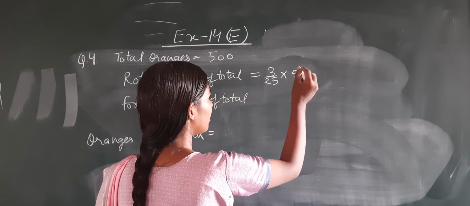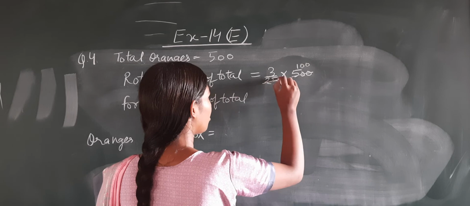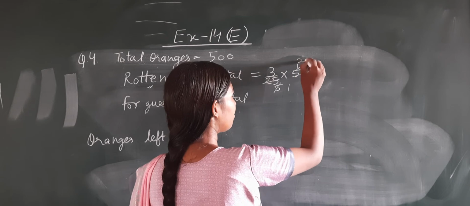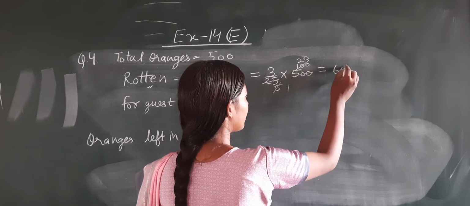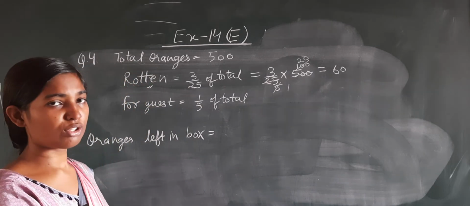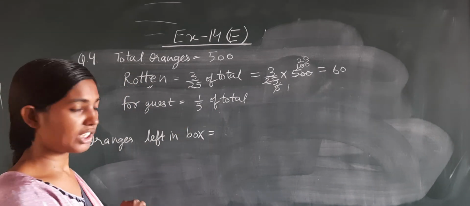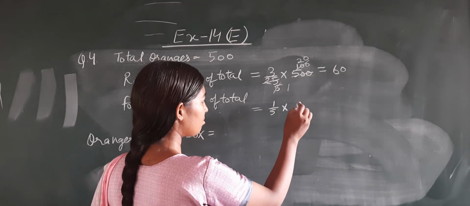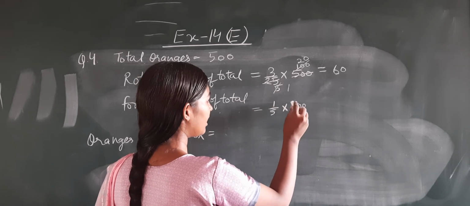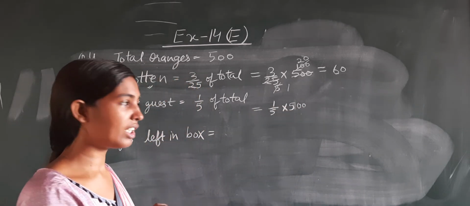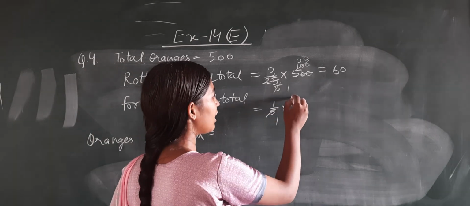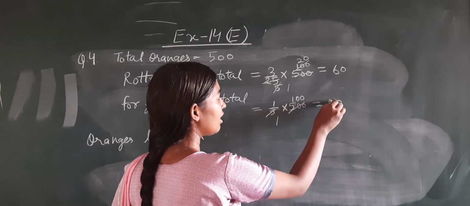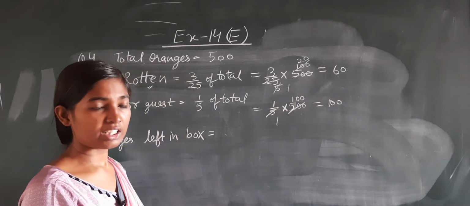Okay, do the cancellation. 5 ones are 5, 5 5s are 25. Okay, again it can be cancelled. 5 ones are 5, 5 2s are 10, and 0s are 0. So it will be 60. Simplify this also. 1/5 of the total is for guests. 1/5 of the total means 1/5 of means multiply by the total oranges, 500. Okay, now you can also cut this one. 5 ones are 5, 5 ones are 5, 0 0. How much? 100. Okay, so 60 oranges are rotten.